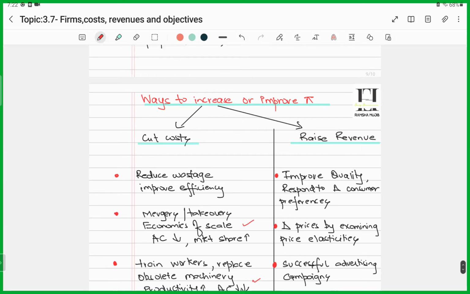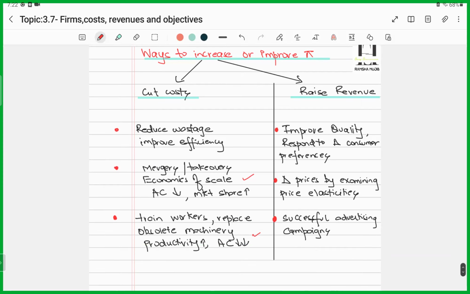The second aspect is that the firm can also raise its revenue. It can improve its quality by employing better production methods, by responding to changing consumer preferences, seeking surveys and looking closely at what the consumers are demanding, and providing goods and services according to their preferences and their demand.